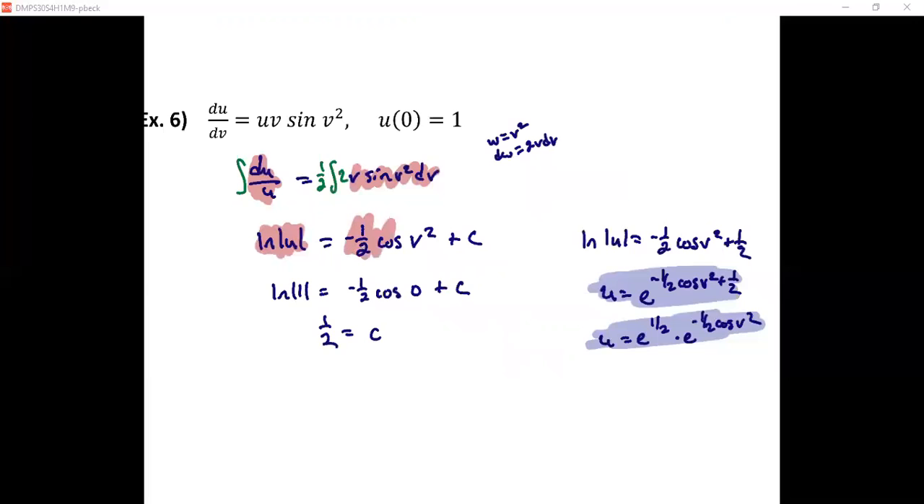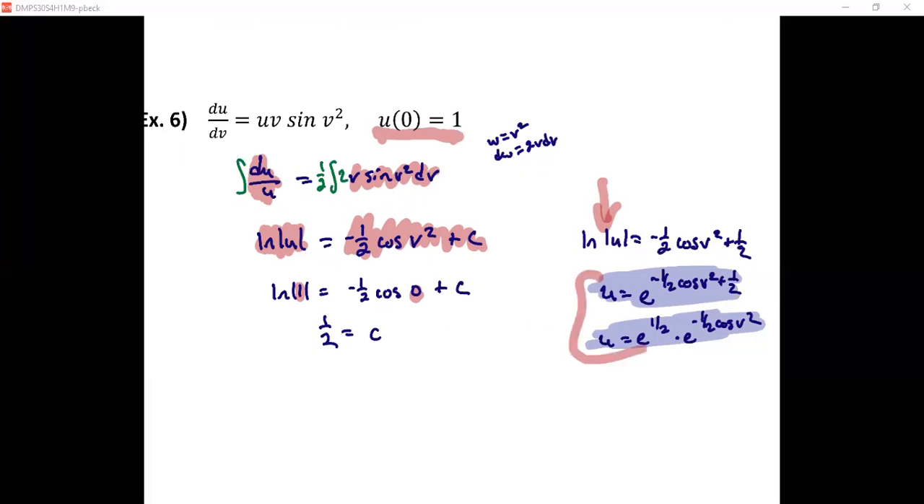So 1/2 cosine v squared plus c, and use a particular solution. u is 1 when v is 0, so my constant is 1/2. And therefore that is our particular solution, except in function notation. Because it's function notation, we have to write u as a function.